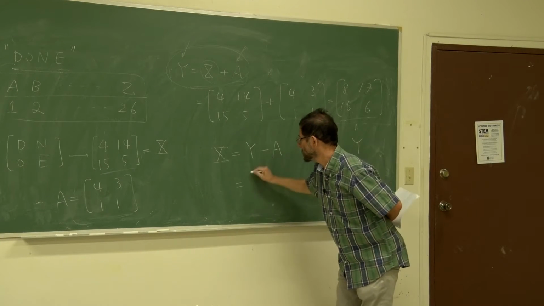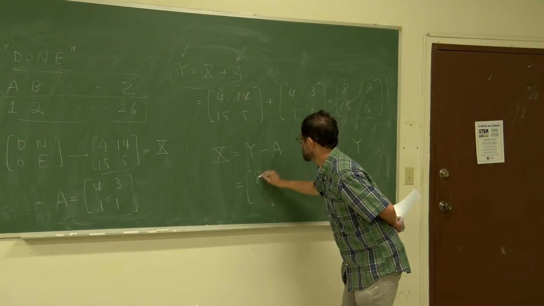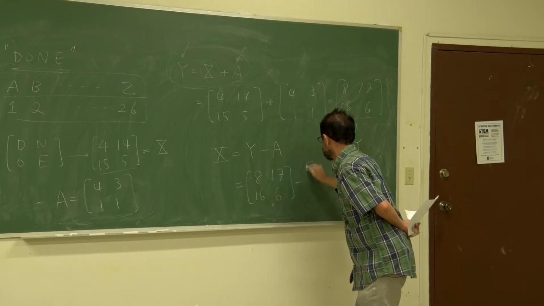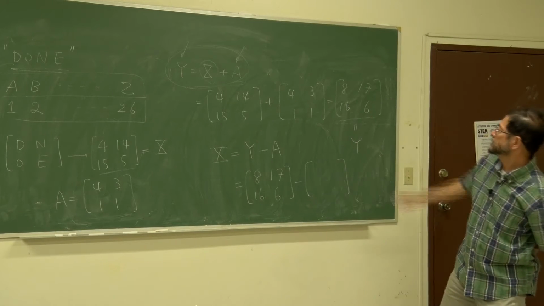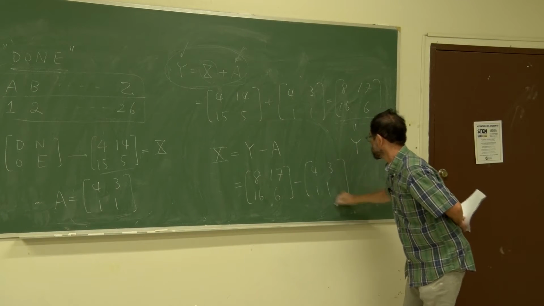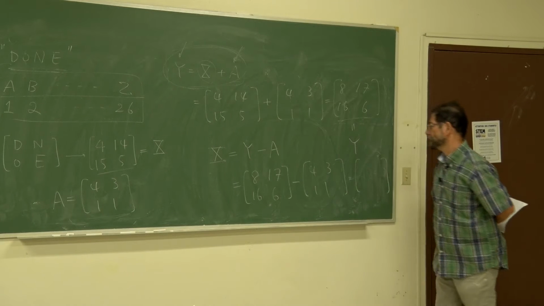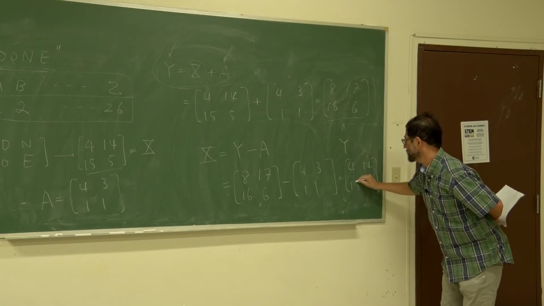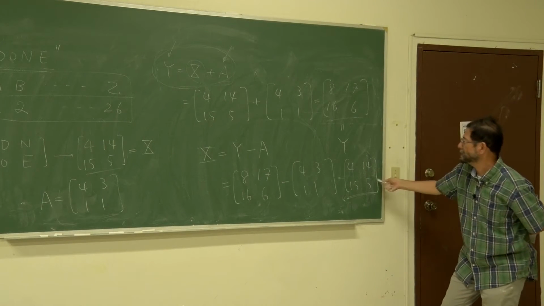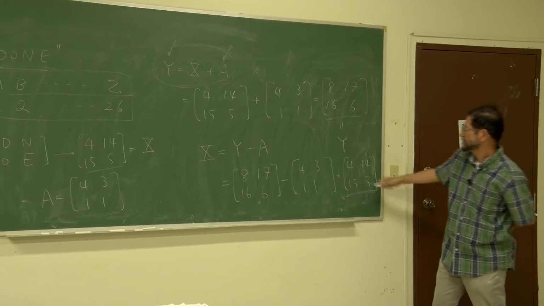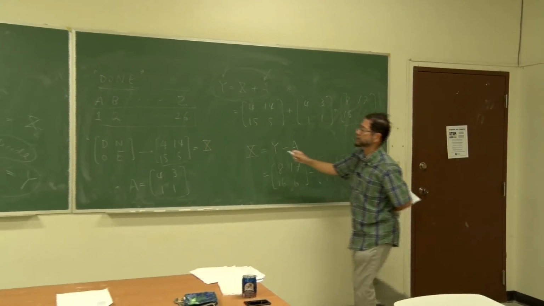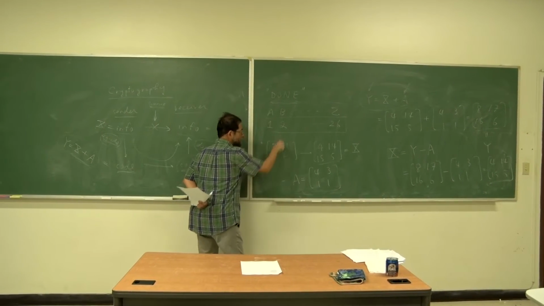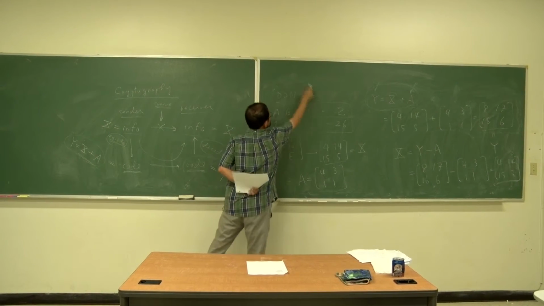So Y is this, then A is 4, 3, 1, 1. Then he can get 4, 14, 15, and 5. Then, of course, he has to do two more steps. Now he has to change this back to the letters D, N, O, E, and he has to know this rule. But then finally, he can get back the original message.